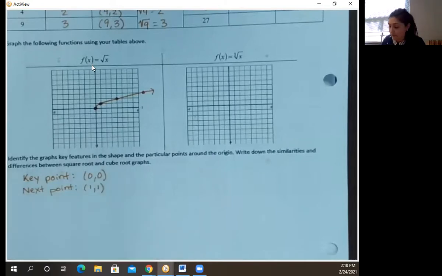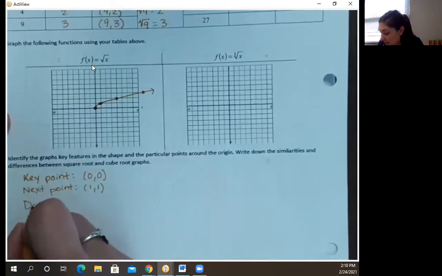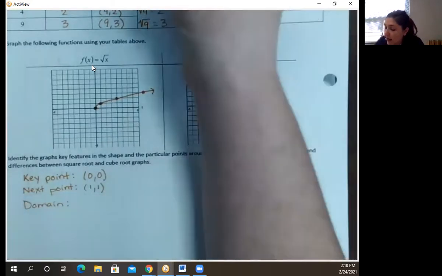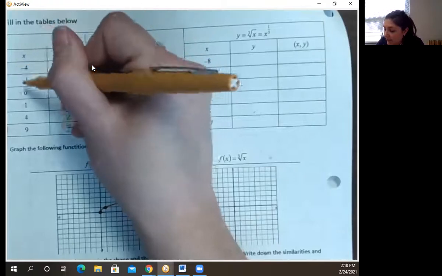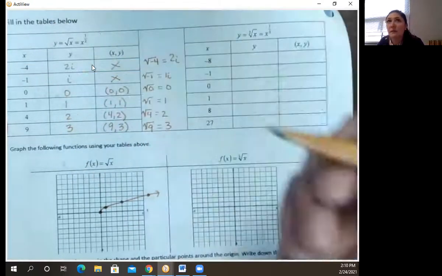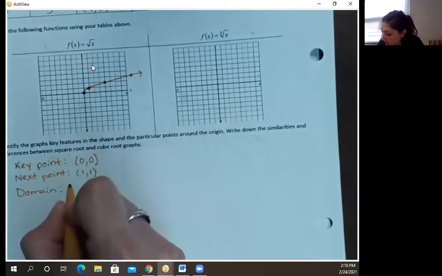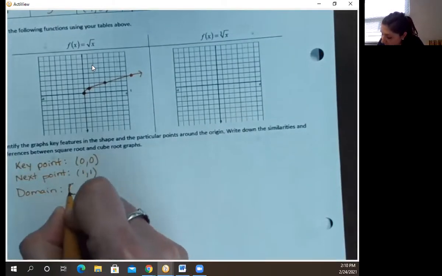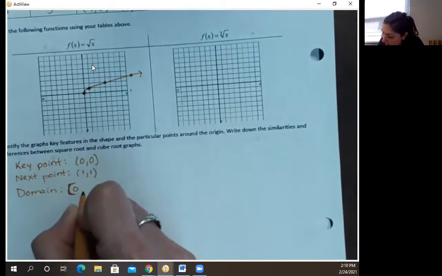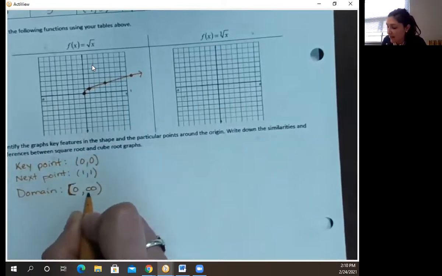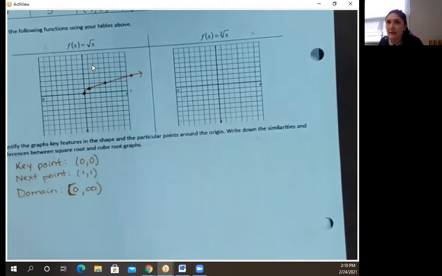Our domain here is going to be restricted because if I plug in anything negative, I'll get imaginary y values, which I can't plot. So our domain is going to have to be greater than 0. So we can actually include 0 in this because 0 is okay. So 0 up to infinity. Since infinity is not an actual number, I use a parenthesis there.